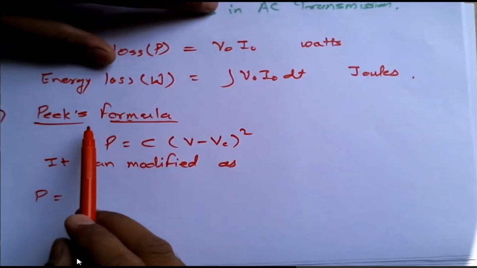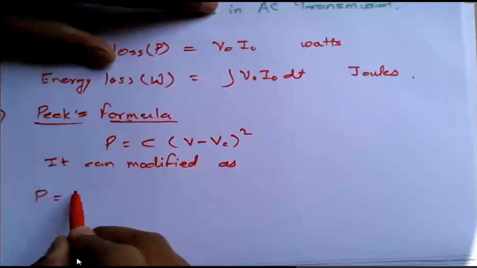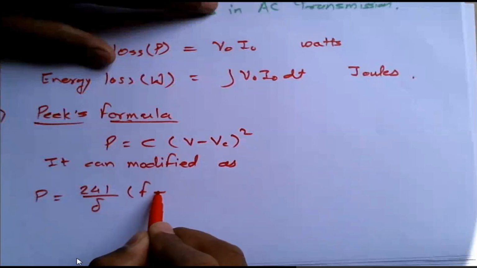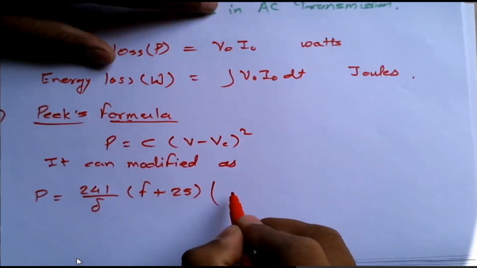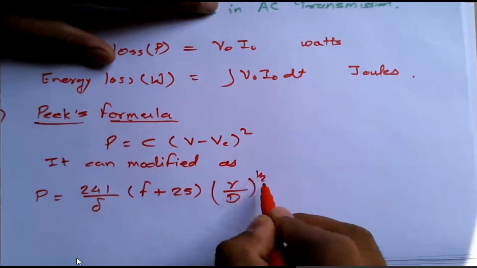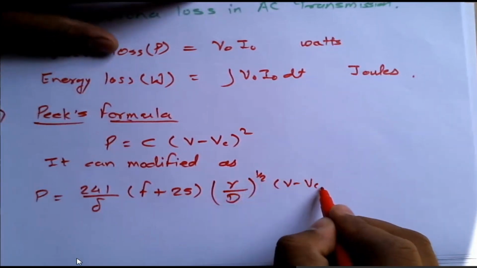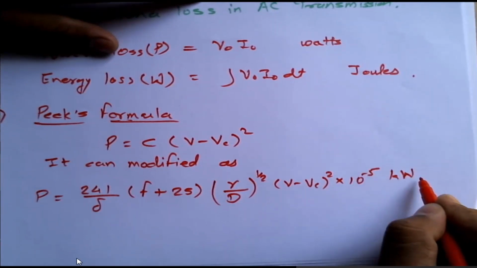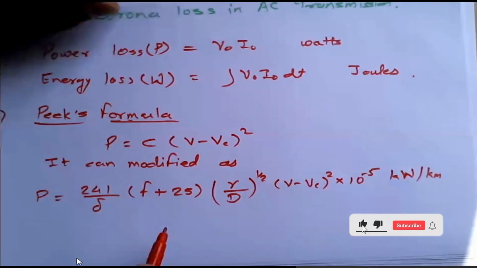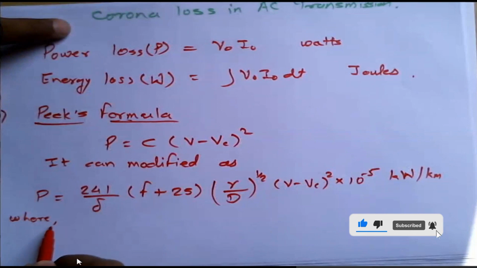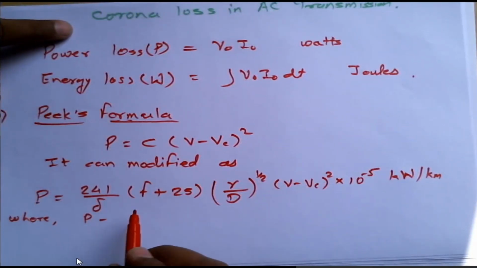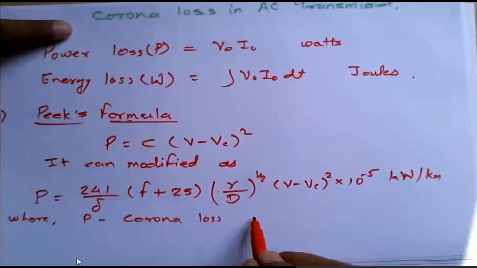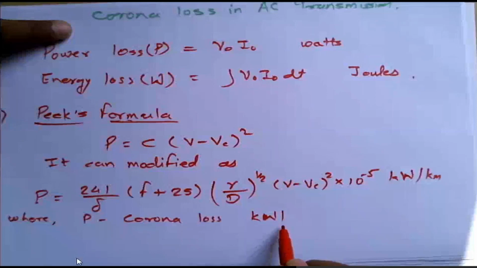Further, Peek modified this formula: P equals 241 divided by delta, into (f plus 25), into square root of r upon D. Note it down. Then (V minus Vc) square into 10 raised to minus 5, it is in kilowatt per kilometer, where P is nothing but the corona power loss. In general, it is for fair weather condition.